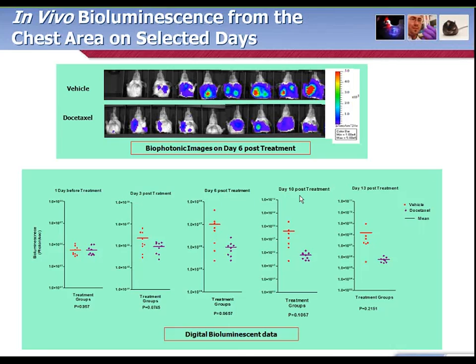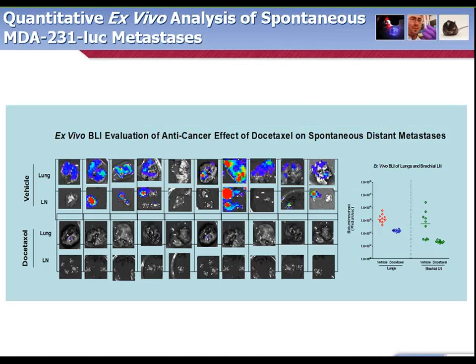If we look over time, so before treatment, 3 days post-treatment, 6 days, 10 days, 13, and we're looking again at the region of interest, the chest area, you can see that as time goes by, we start seeing an increase in light coming from the vehicle-treated animals, and the docetaxel-treated animals remain down at baseline. So you can use this technology to look at metastases in vivo.